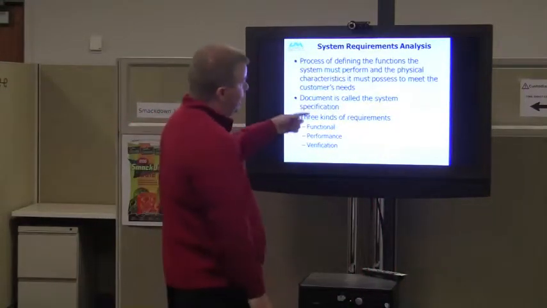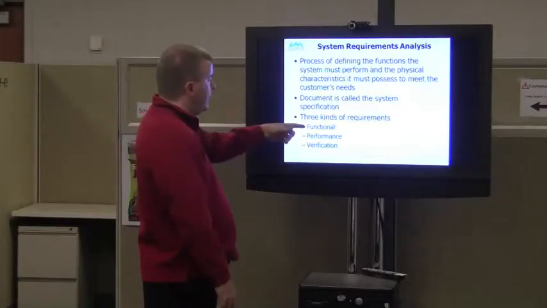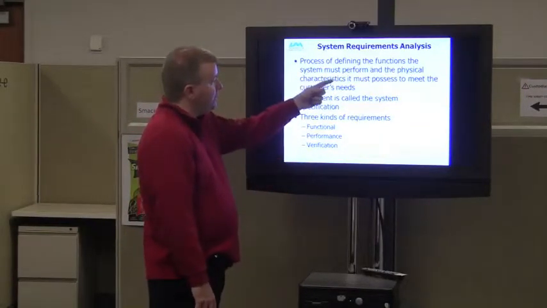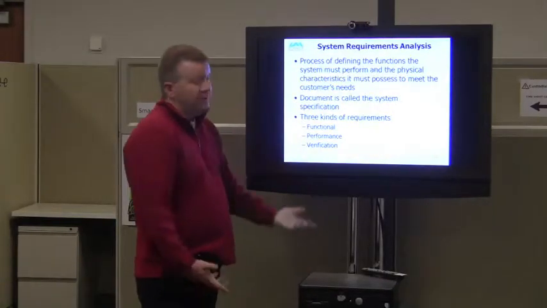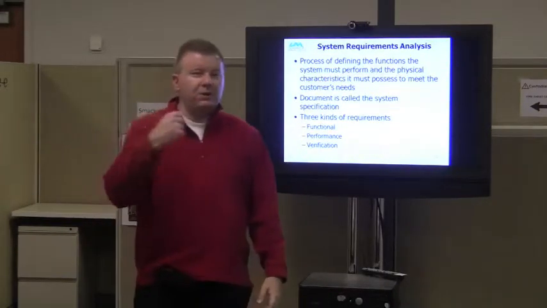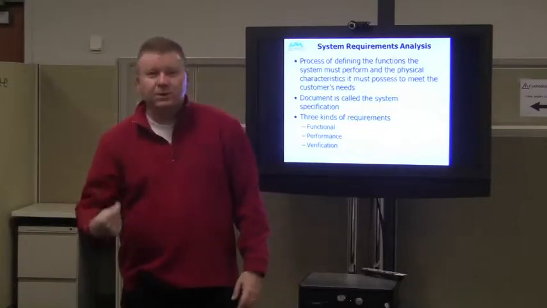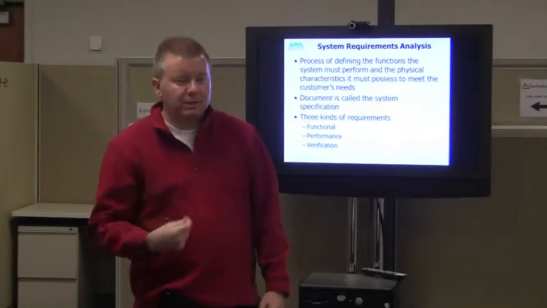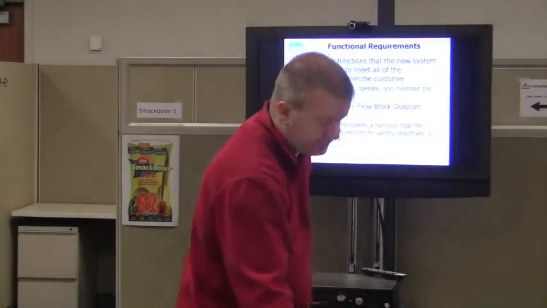There's three kinds of requirements that are usually listed in this thing. There are functional requirements, which is what we talked about, performance requirements, which are kind of the physical characteristics, and then there's verification requirements, which are how do you make sure the system does what you told it to do? Are you sure the design does what you mean it to do? That's the verification requirement.